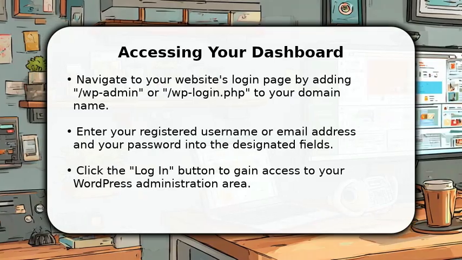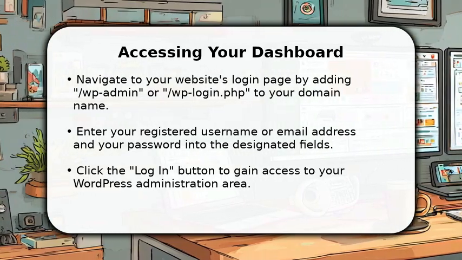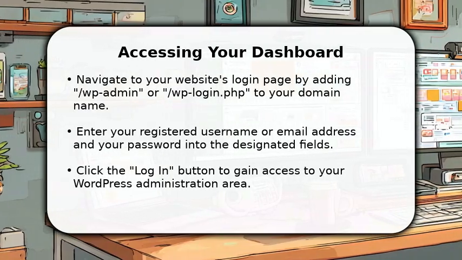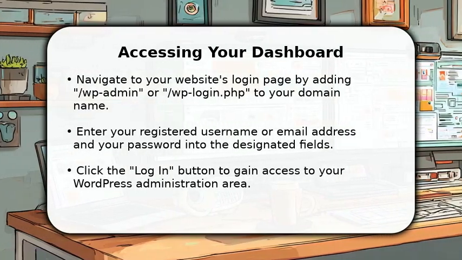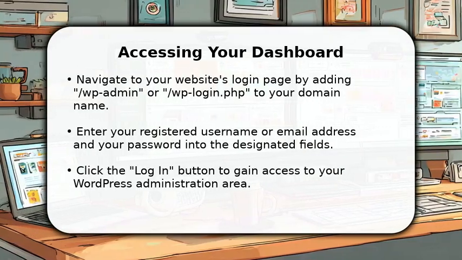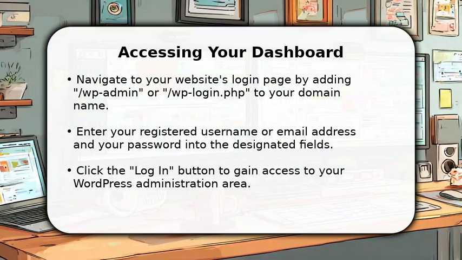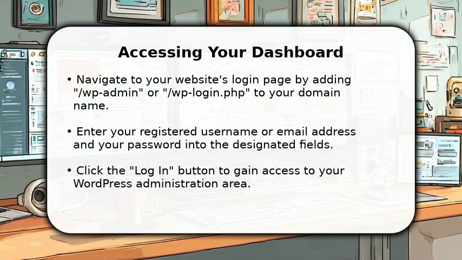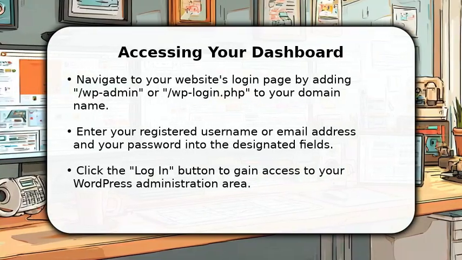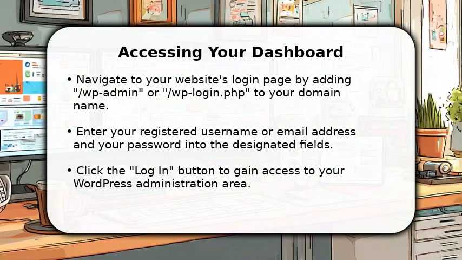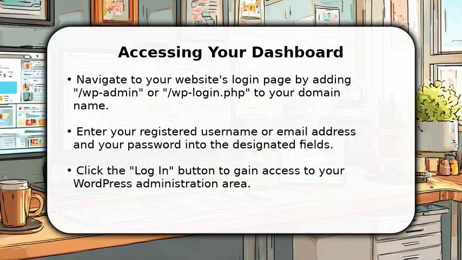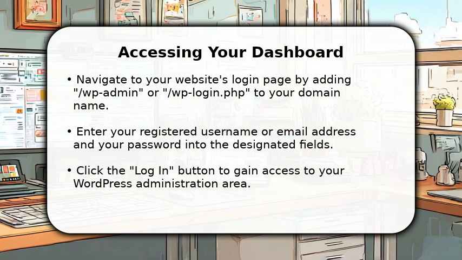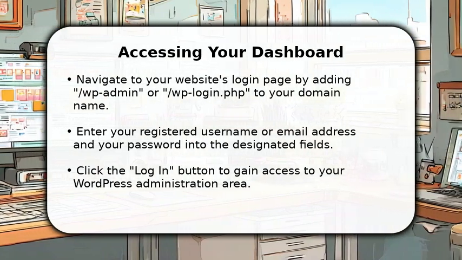In this video, I will show you how to access your WordPress dashboard. To begin, simply open your web browser and type your website's address, followed by either /wp-admin or /wp-login.php. For example, if your site is example.com, you would go to example.com/wp-admin. Once on the login page, enter your username or email and your password. Then, click the Login button to enter your site's administrative area. It's a straightforward process that takes just a few seconds.